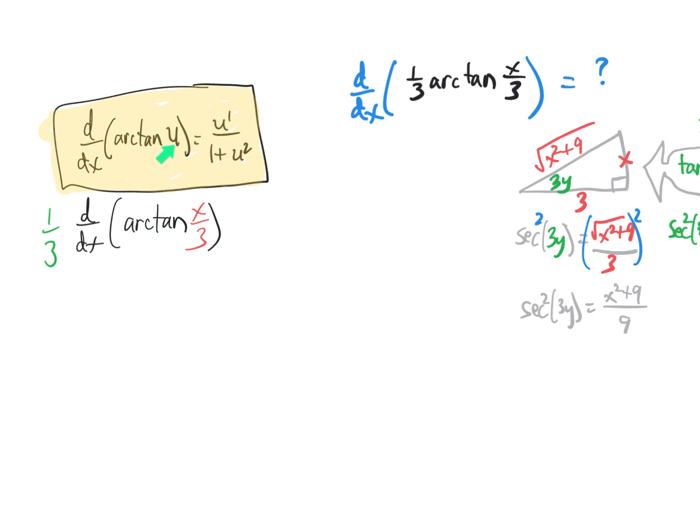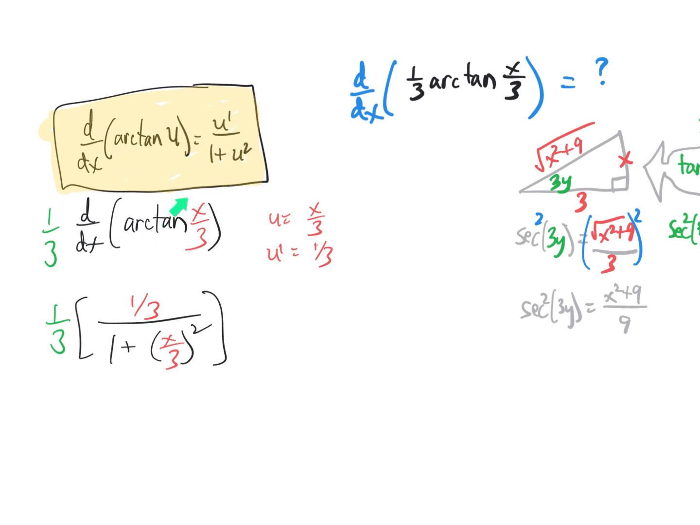All right, and then our function u is x over 3. So u prime will be 1/3. All right, so what is our derivative then using the formula? 1/3 times, follow the formula, u prime, which is 1/3, all over 1 plus u squared. Well, 1/3 of a third is a 9th. So we have 1/9 of 1 over 1 plus x squared over 9.